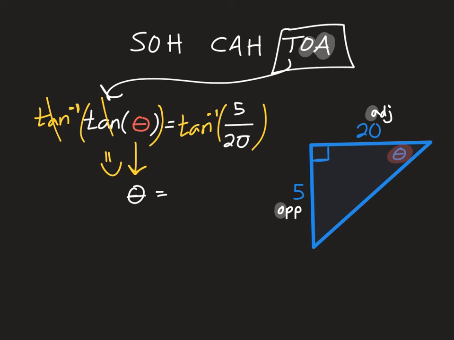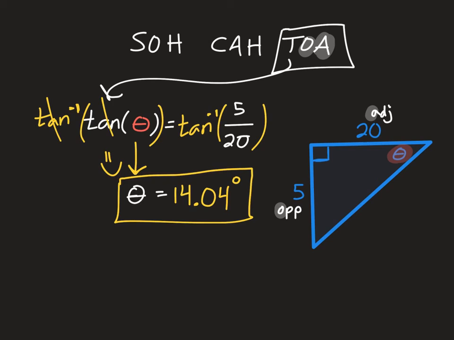So inverse tangent of 5 over 20 is 14. And this time it's not a whole number, but that's okay. It's going to be 14.036. I'm just going to round that to 14.04. Since it's an angle, I'm going to go ahead and put my degrees there. And there is my unknown angle.